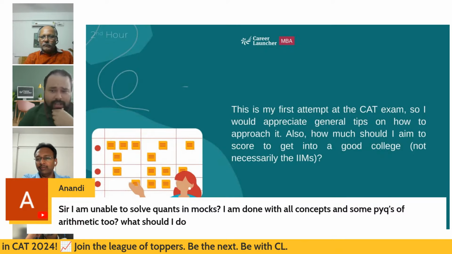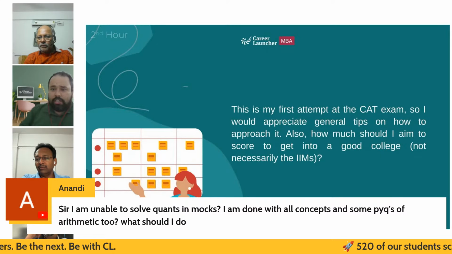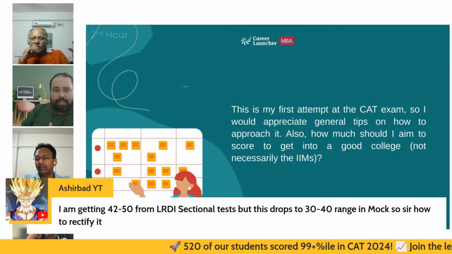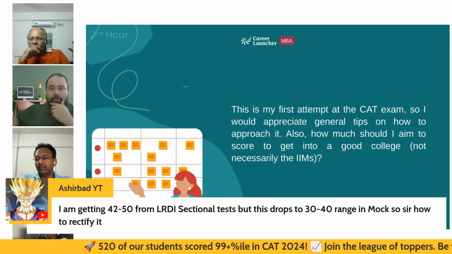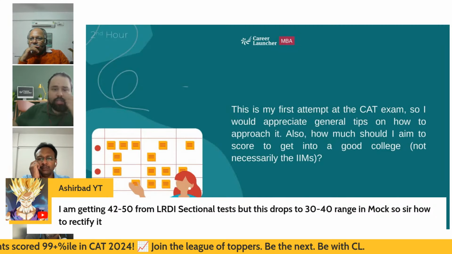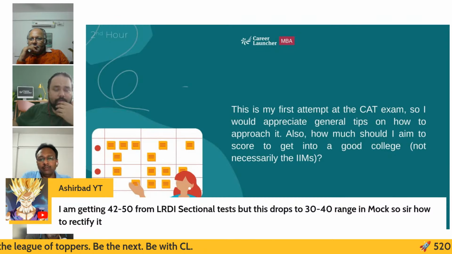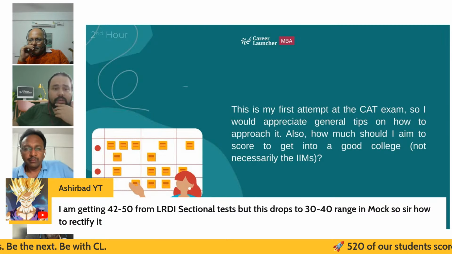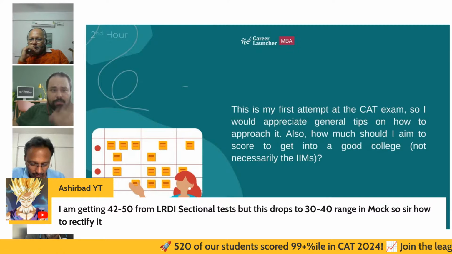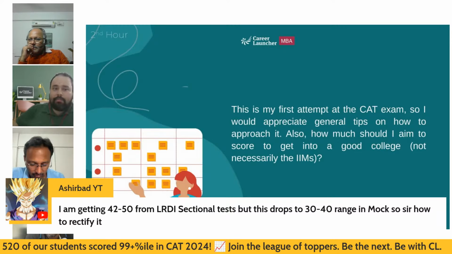Yeah, but I'll probably add one thing to that. And I saw this question a little earlier as well. I think this is what Ashirvad had stated: I'm getting 42 to 50 in sectionals, but it drops to 30 to 40 in mock. So I think for both these cases, in the first case, Anandi, what Shivku stated is spot on. Conceptually, you might be feeling that I know everything, but obviously there are surely gaps because of which this is happening. The second aspect is very similar to what I'm going to answer to Ashirvad as well: when does quant come in the CAT paper?